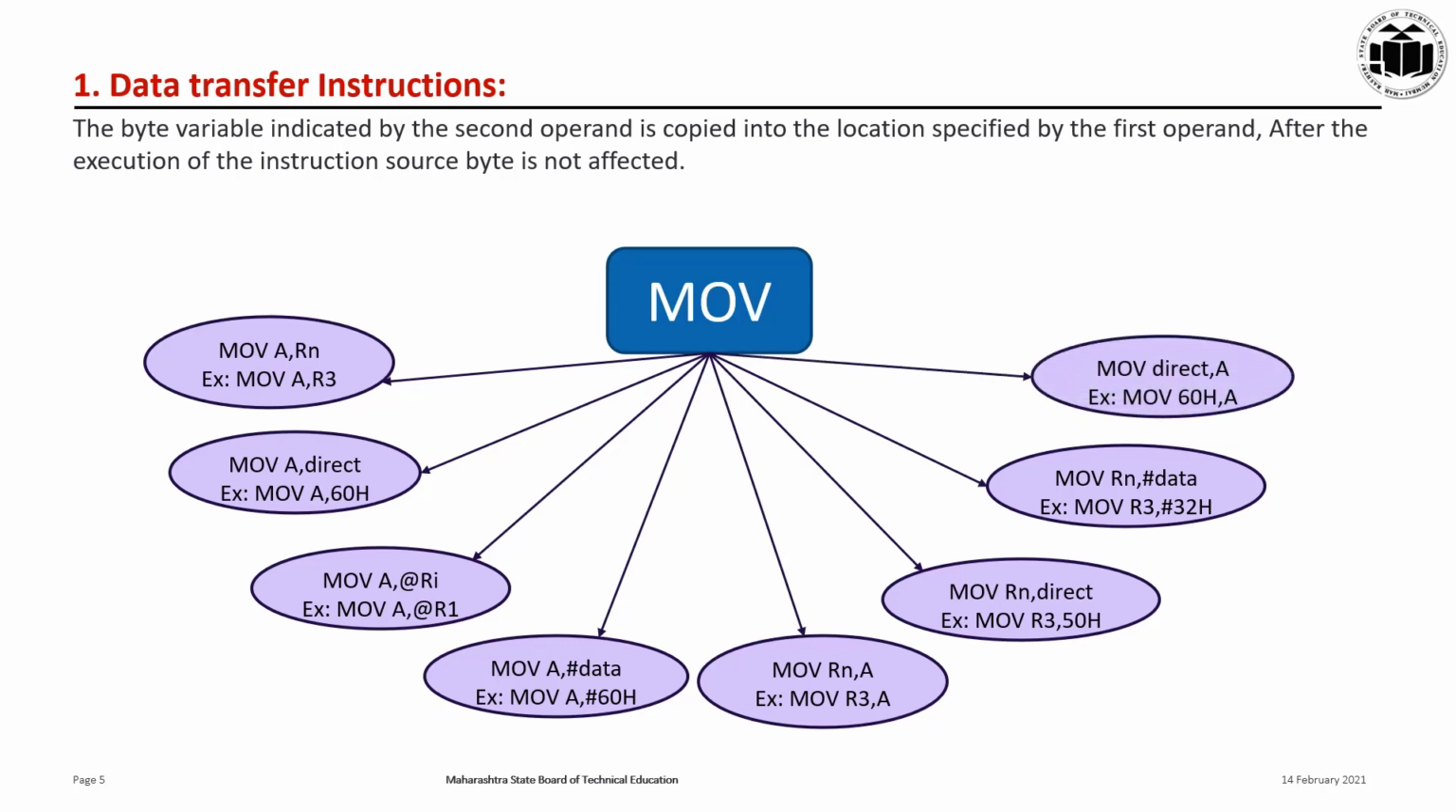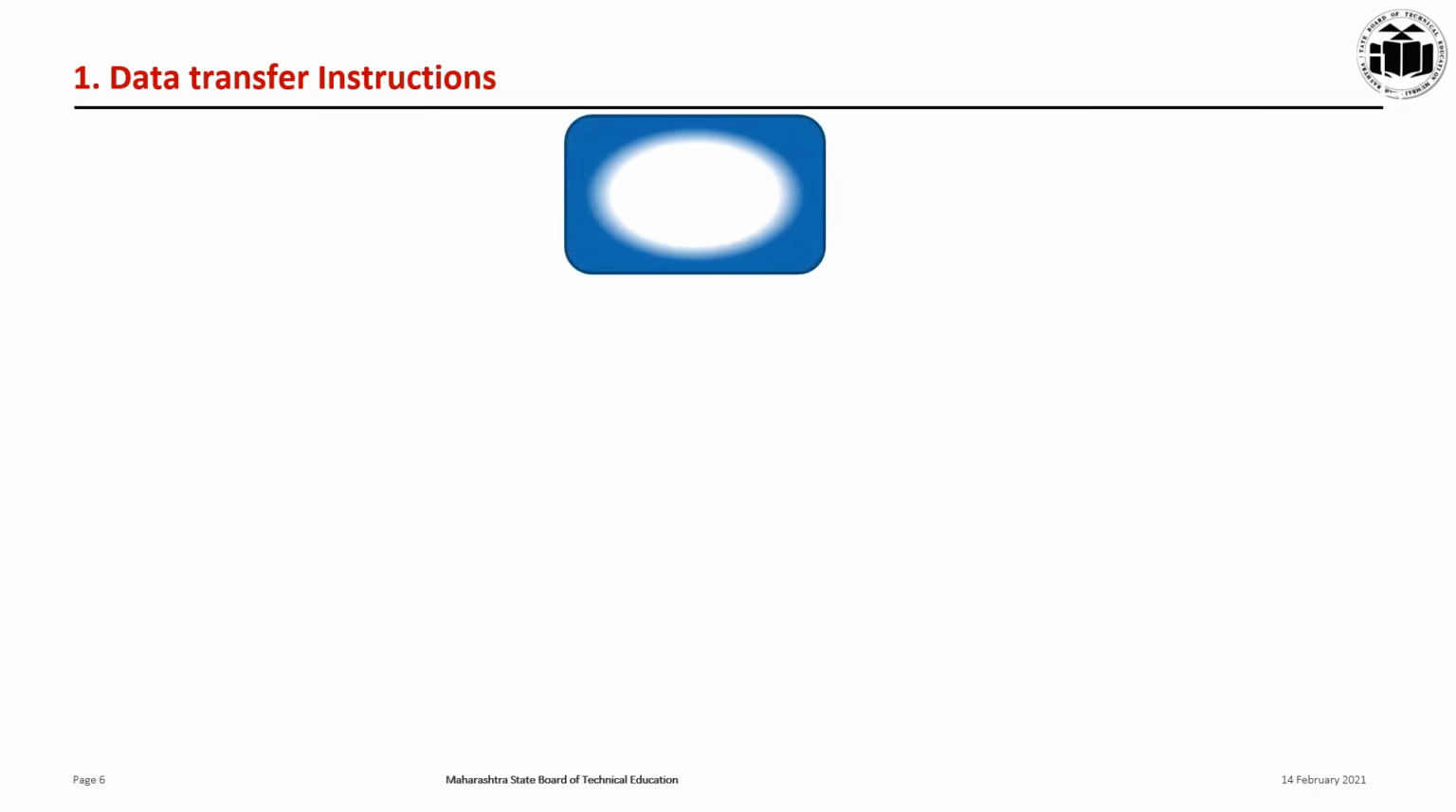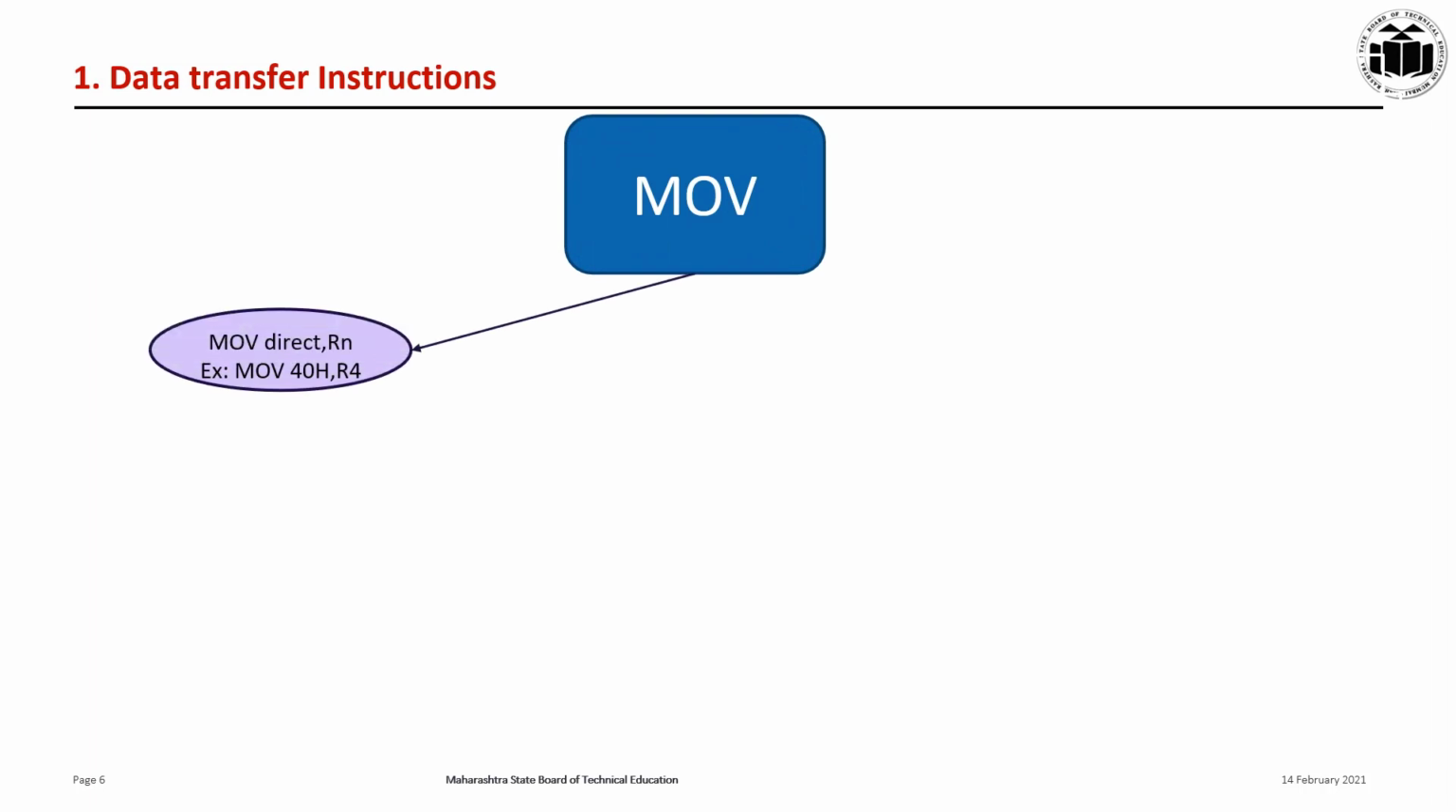MOV direct, A. Move the content of the accumulator to a direct internal memory location given in the instruction. For example, MOV 60H, A. After the execution of this instruction, the content of the accumulator will be copied to memory location 60H. The next instruction is MOV direct, Rn. This instruction will copy the content of register Rn to the memory location given in the instruction. Example, MOV 40H, R4. After the execution of this instruction, the content of register R4 will be copied to the memory location 40H.